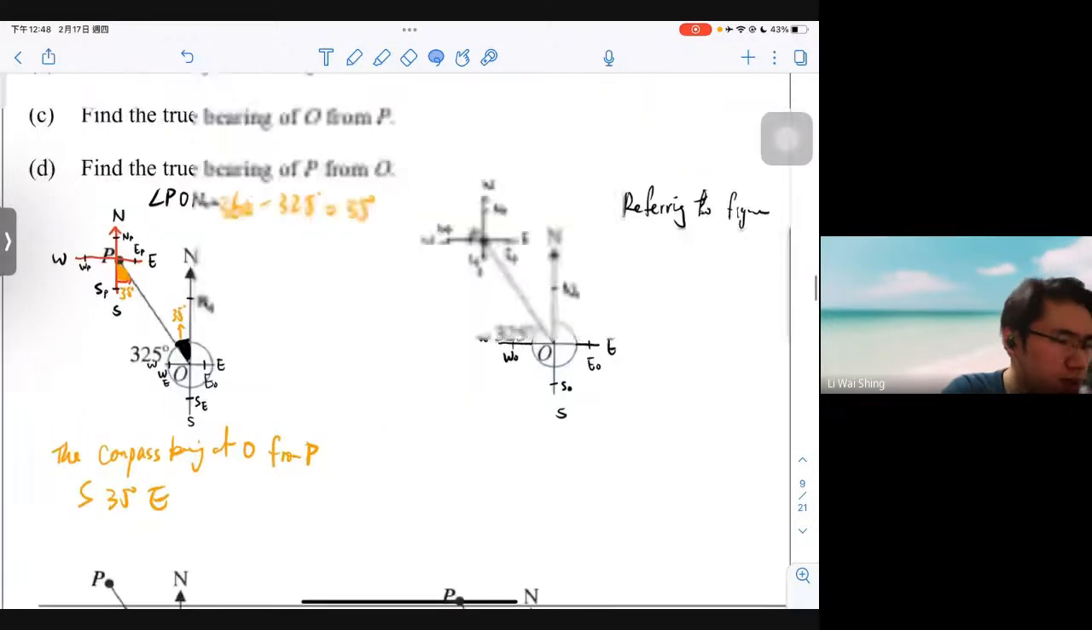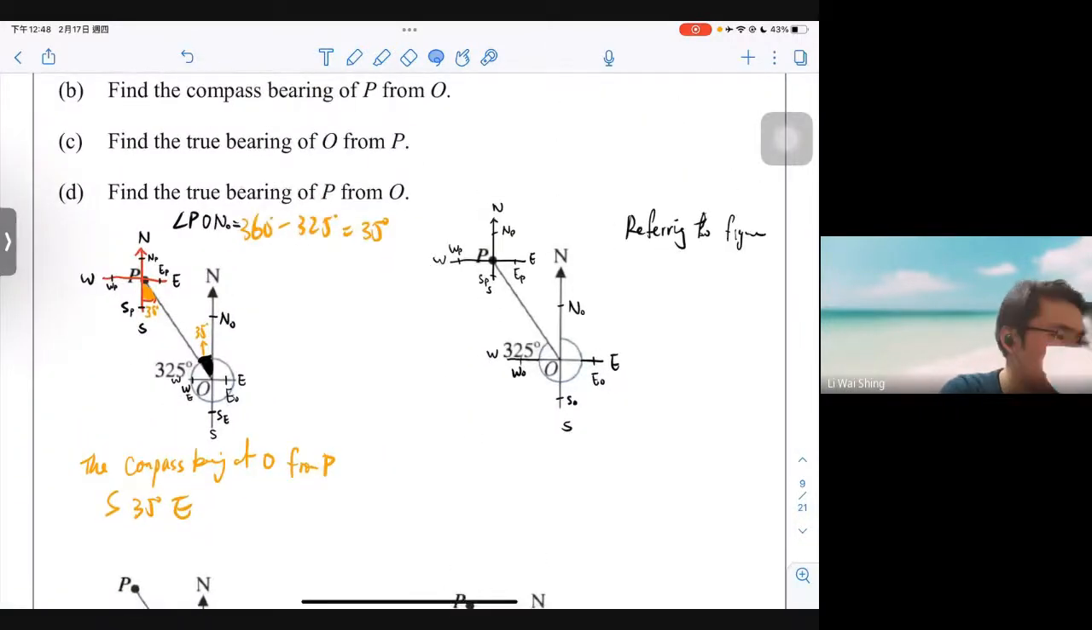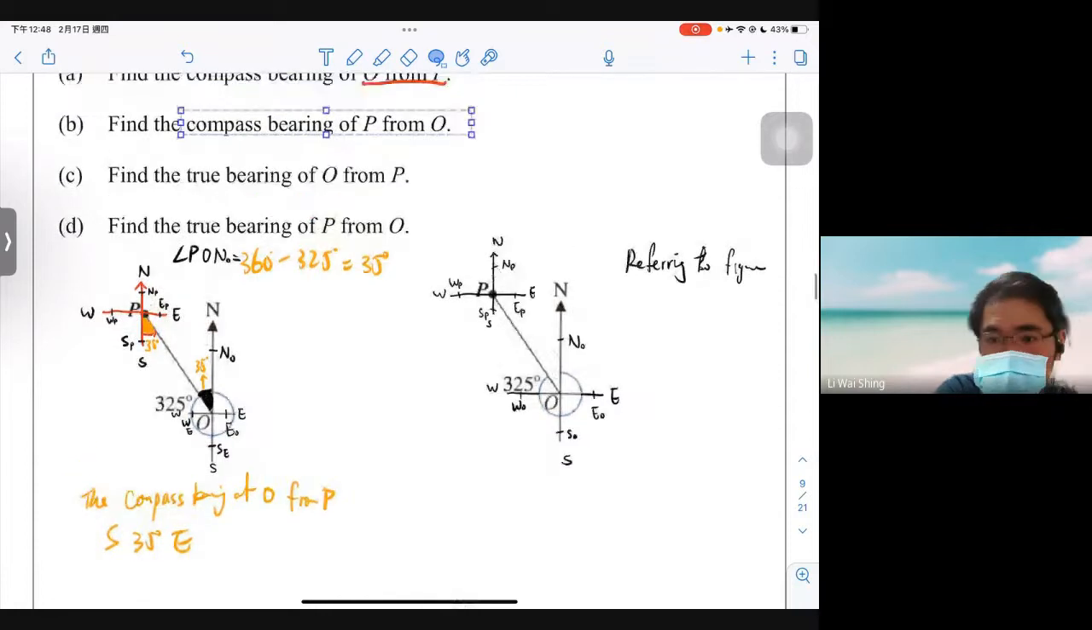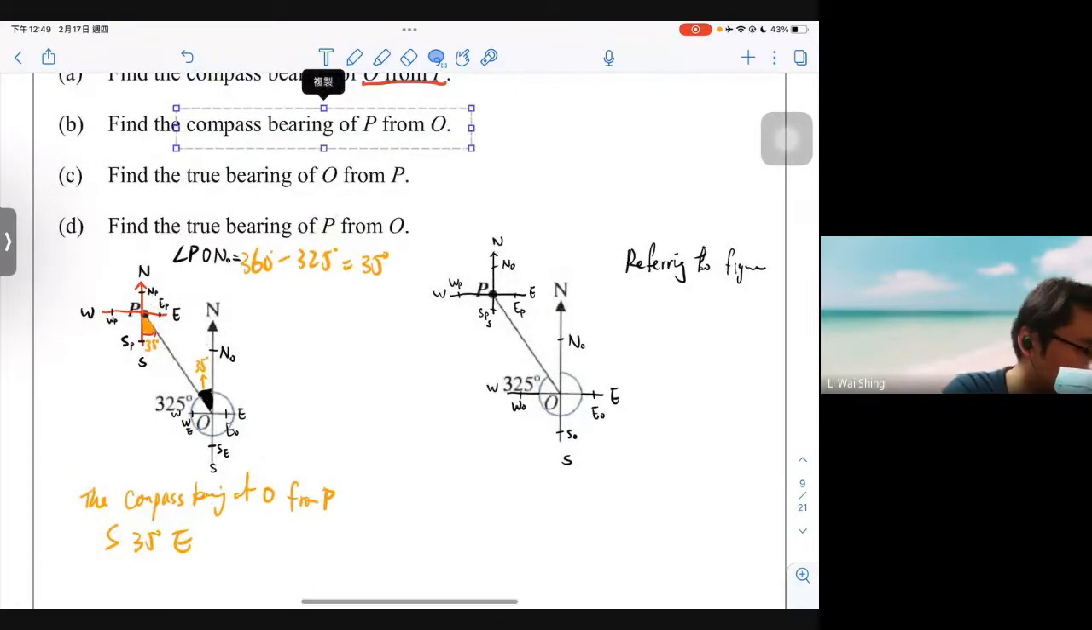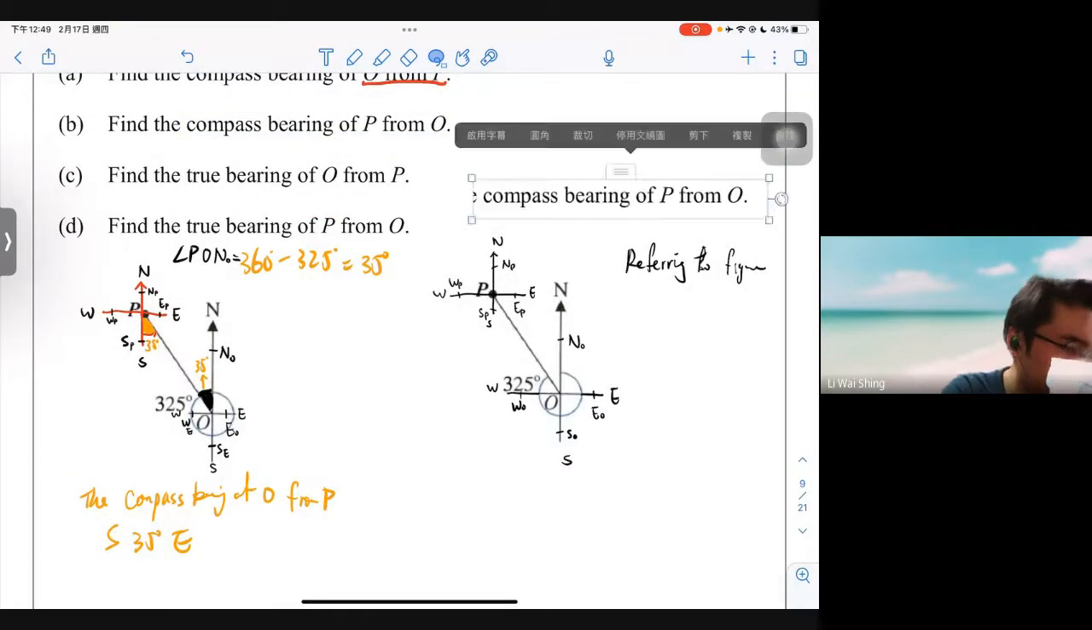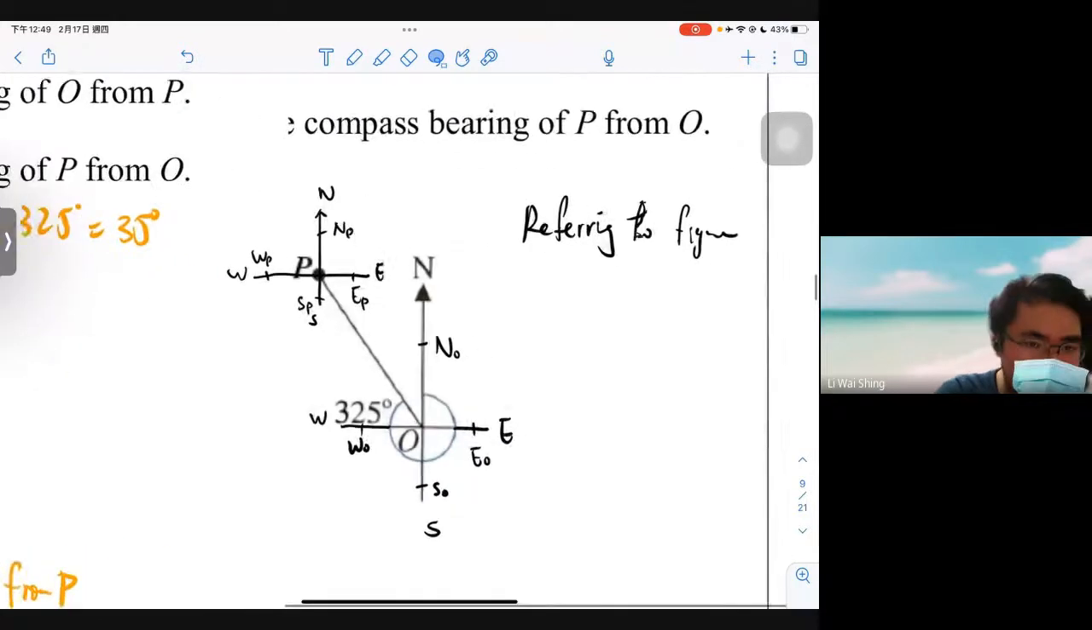All right, this time I want to find the compass bearing of P from O. So let's continue our work. It should be number 16. Who is number 16? Mr. C.